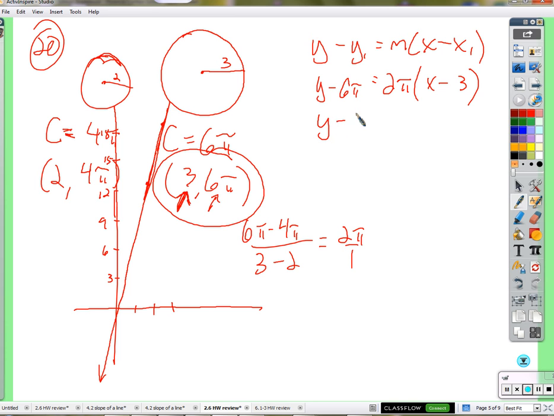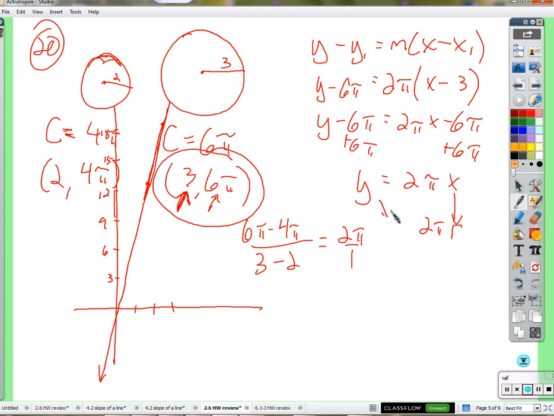Okay, sorry. y minus 6 pi equals 2 pi times x minus 3. 2 pi times negative 3 is negative 6 pi. Add 6 pi to both sides, so we get y equals 2 pi x. X is the radius, and y is the circumference.